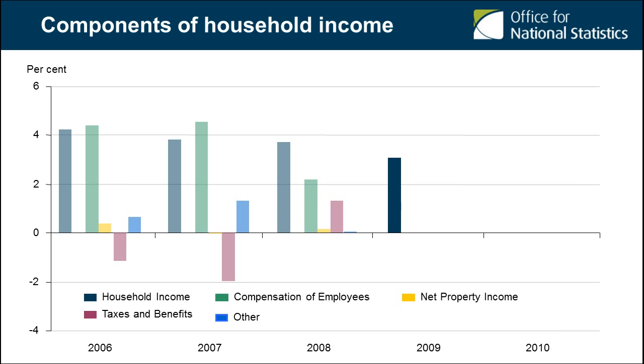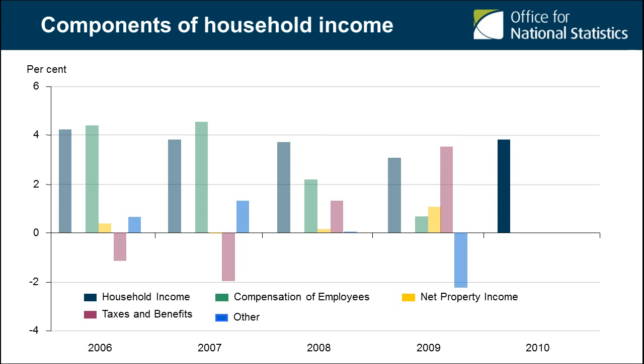In 2009, which includes the last 6 months of the recent recession, again household income grew but not as much as in previous years, by 3.1%. The main driver of growth was taxes and benefits, as unemployment increased further. Also included within the other component is income from self-employment, which contributed negatively as self-employment fell.